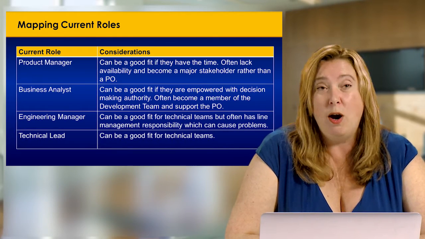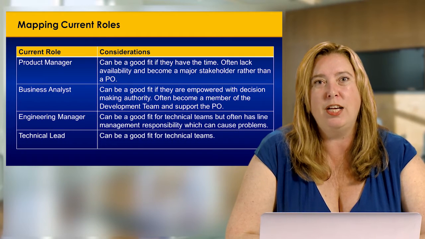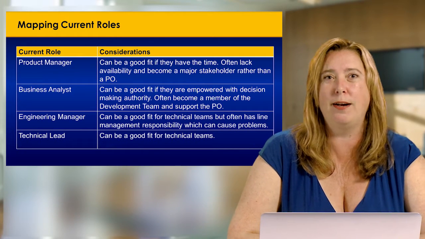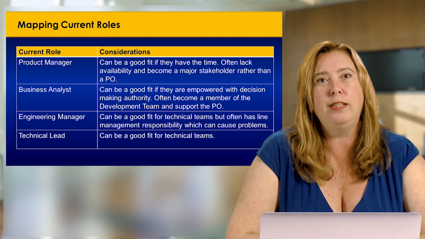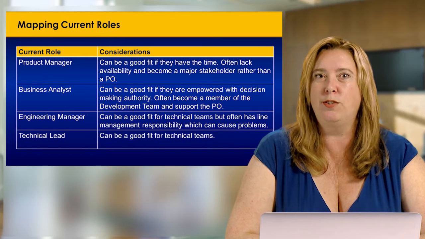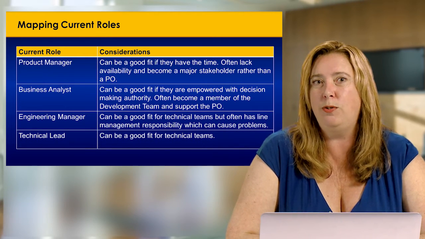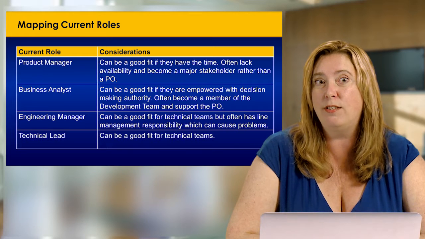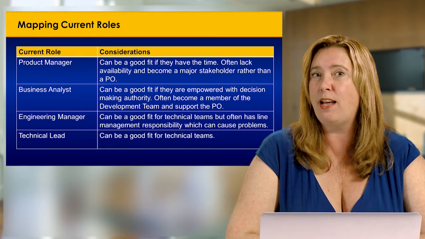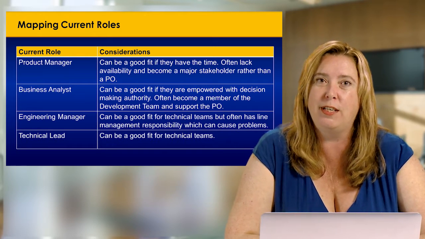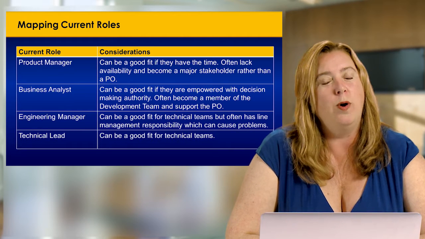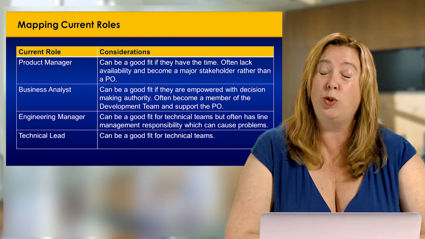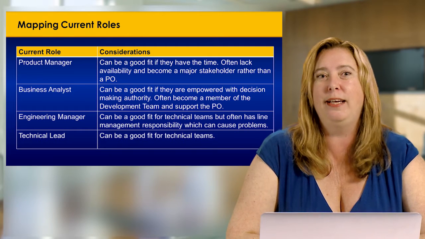So a question I always get asked is, in our organization, who should be the product owner? And you will need to map your current roles into the Scrum roles. Generally, people use the Scrum roles as hats. They still keep their traditional title and role when they're first transitioning to Scrum.